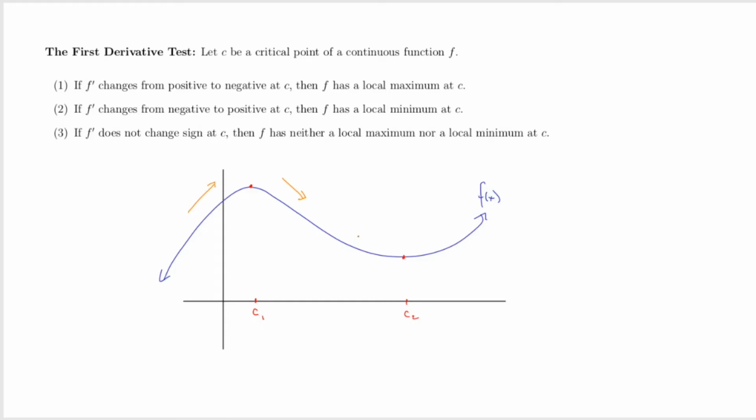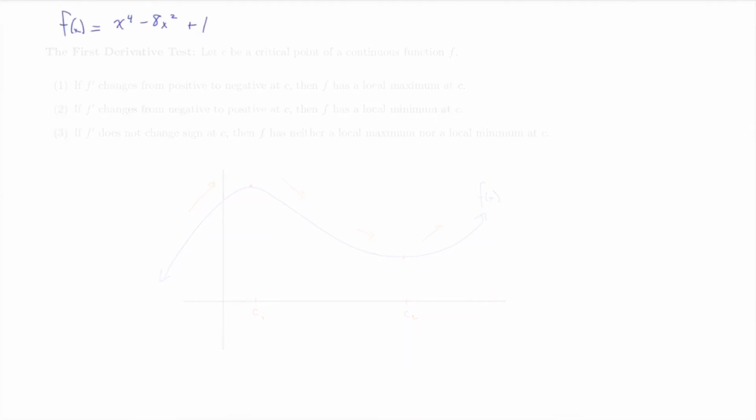Similarly, at c2, to the left of it, the derivative is negative, the function is decreasing, and then the function is increasing, so the derivative is positive to the right of c2, and that tells us that there's a local minimum at c2. Let's do an example. We'll take the function f of x equals x to the fourth minus 8x squared plus 1, and we'll see if we can find all of the relative extrema.